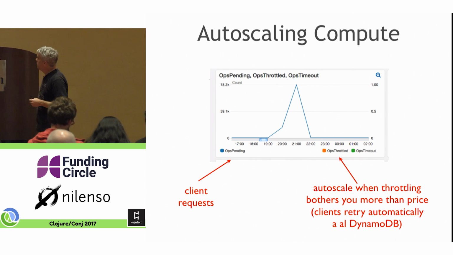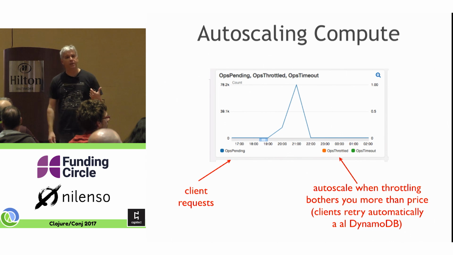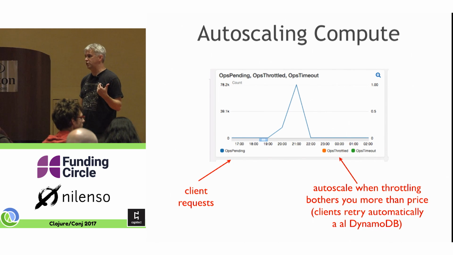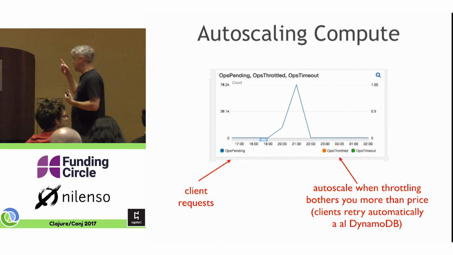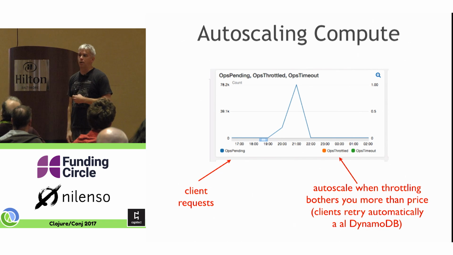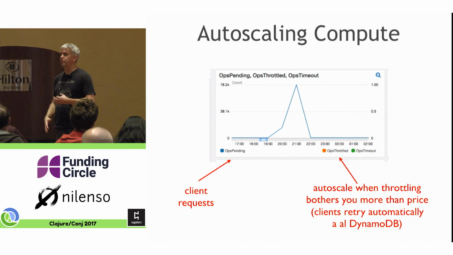And so then what you can do is autoscale compute. And you can autoscale compute on the traditional things. So you could look at CPU utilization on the boxes or memory utilization on the boxes. But there's a nicer thing that you can do, which is that Datomic keeps track of pending requests or ops that are in flight. And so you could autoscale on that. So you could say, when there's this many requests in flight, I know that that means my machines are starting to get loaded.